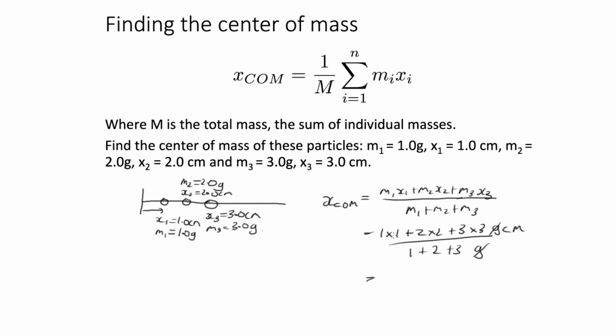And so we've got 1 plus 4 plus 9, which is 14, divided by 1 plus 2 plus 3, which is 6. So this is equal to 2.3 centimeters. So we found the x coordinate of the center of mass of this system. So you can see it's going to be around about here, which is kind of what we expect because this one here is heavier than these ones. So you'd expect it to be closer to the third mass than the first two.